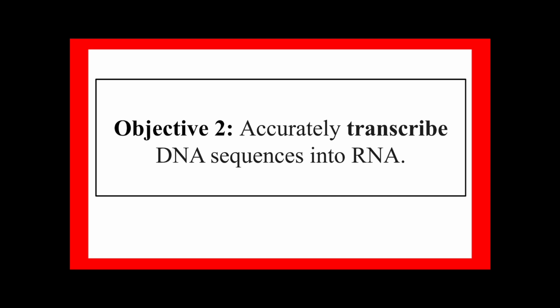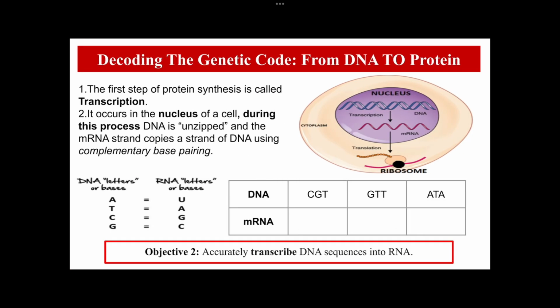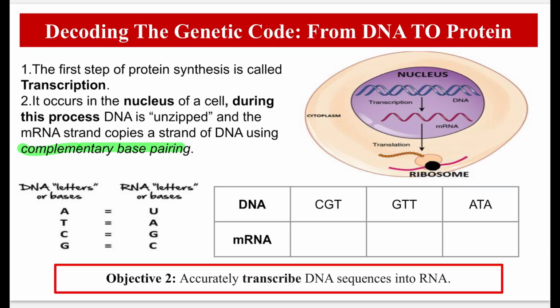Objective 2. Accurately transcribe DNA sequences into RNA. The first step in protein synthesis is called transcription. It occurs in the nucleus of a cell. During this process, DNA is unzipped, and the mRNA strand copies a strand of DNA using complementary base pairing. A pairs with U, T pairs with A, C pairs with G, and G pairs with C.